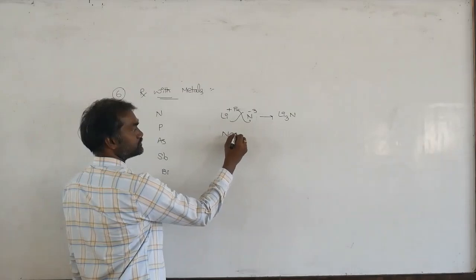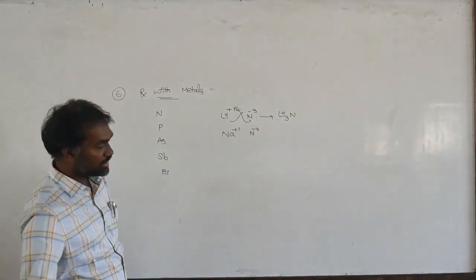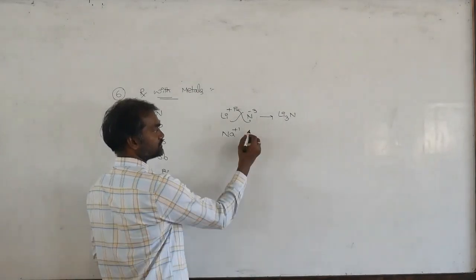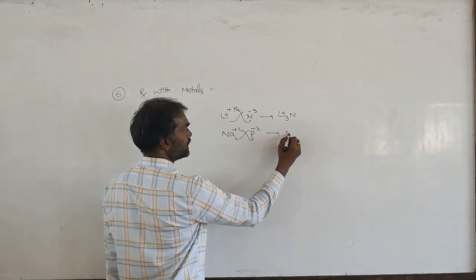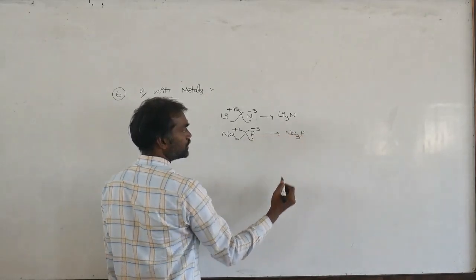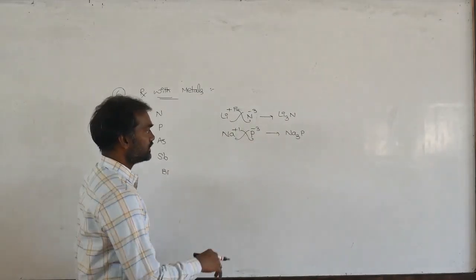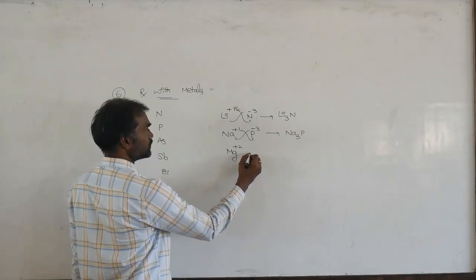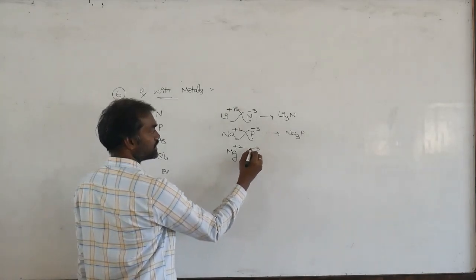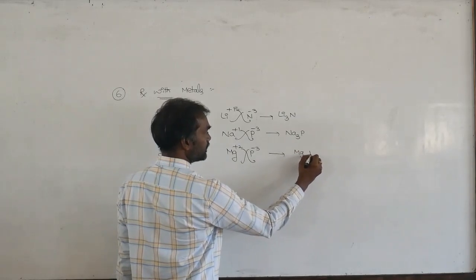Suppose sodium. Sodium +1, and instead of nitrogen you take phosphorus. So what is your formula? Na3P. Sodium phosphide. Next, suppose you take magnesium. Magnesium is +2, phosphorus is -3. So magnesium phosphide, Mg3P2.